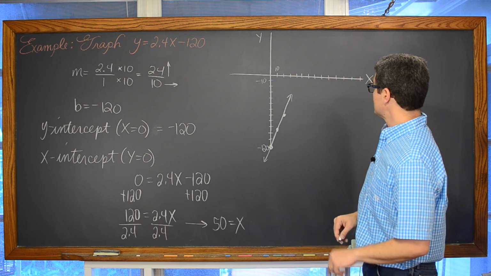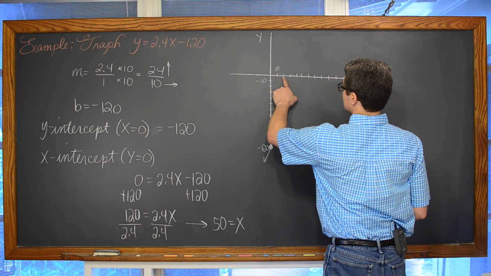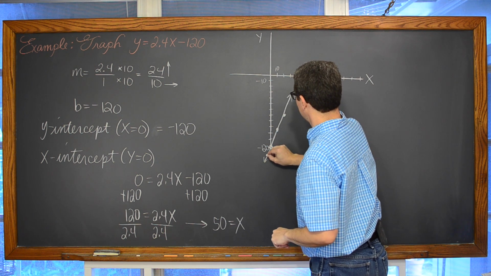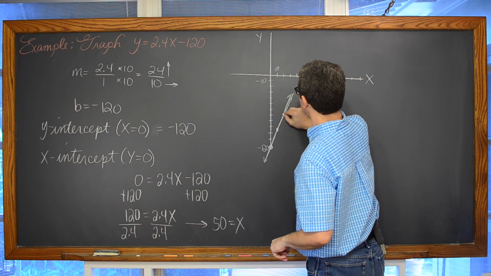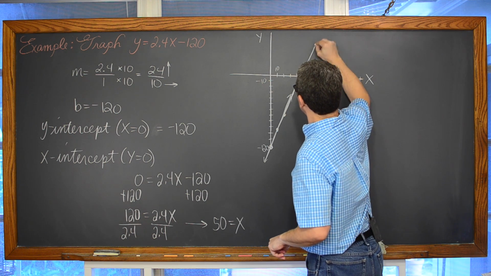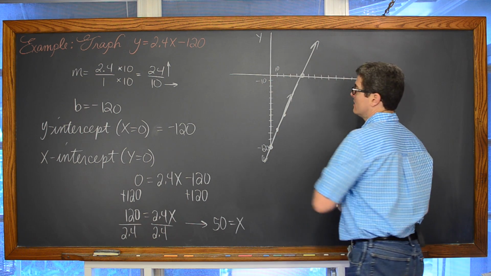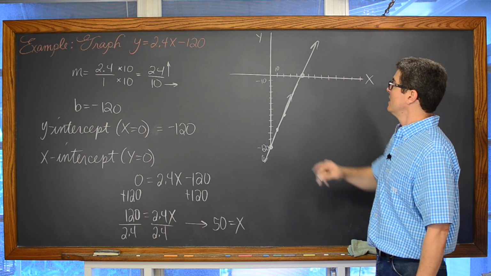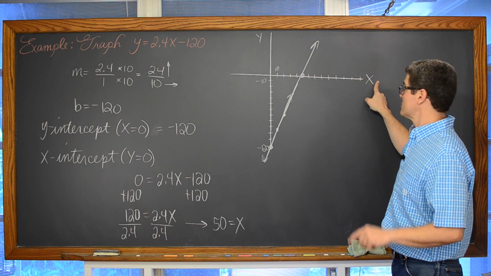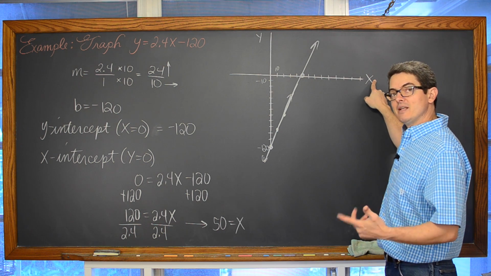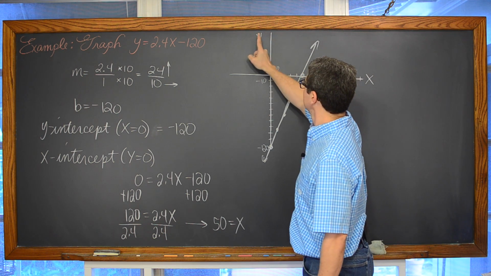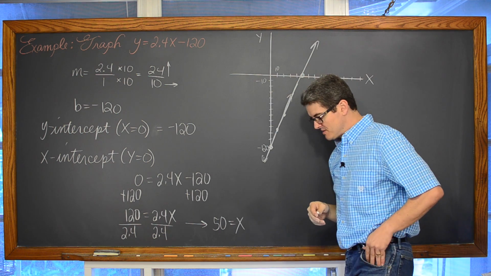So our x-intercept is at 50. Now let's see here. 10, 20, 30, 40, 50 is our x-intercept. And so I was a little bit off. That is the line representing or modeling the relationship between the number of boats registered in tens of thousands and the number of manatees killed per year.